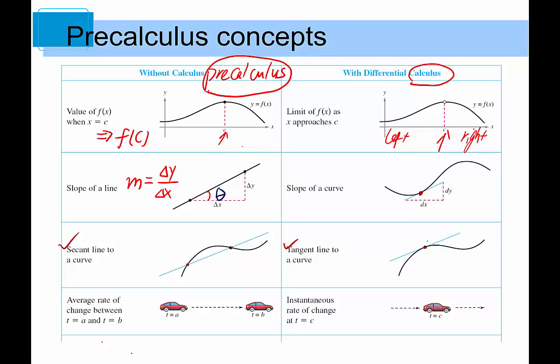And in precalculus, you already know how to calculate the average rate of change between two times, time t at A and time t at B. The average rate is actually speed or velocity. And in a calculus course, you'll be able to calculate the instantaneous rate of change at any particular moment, time t equals c.